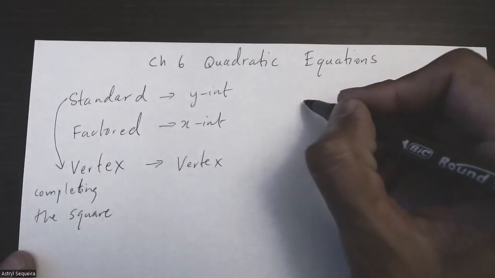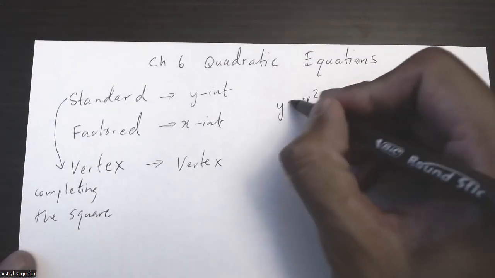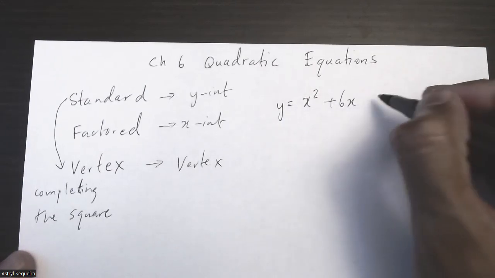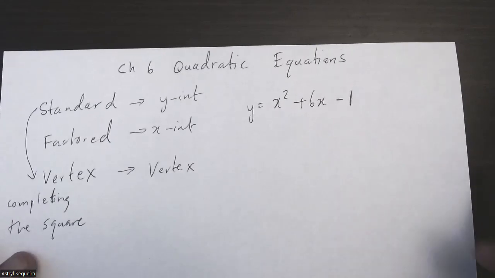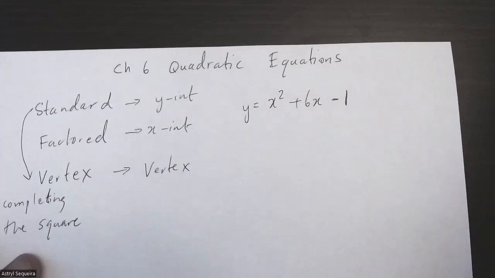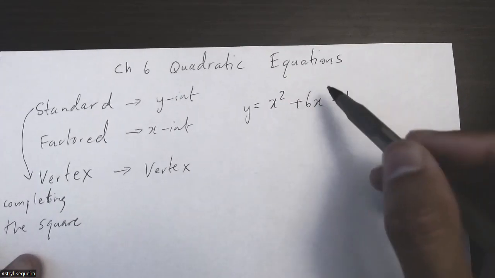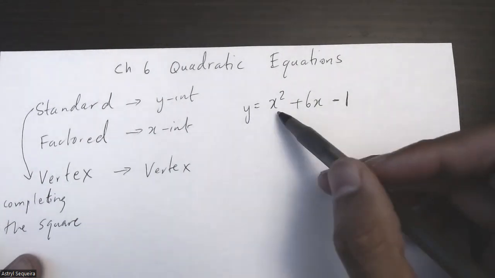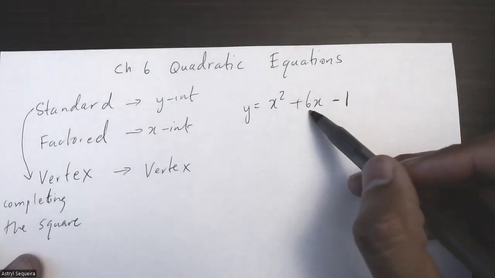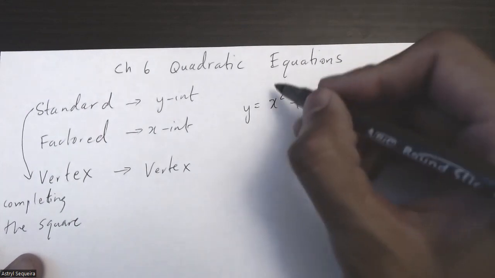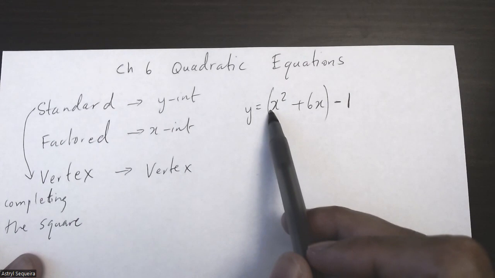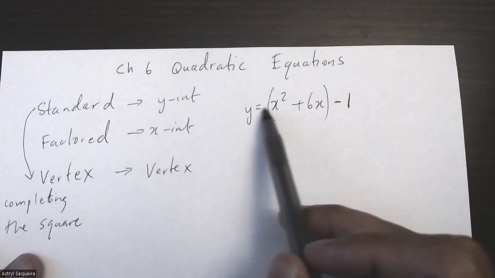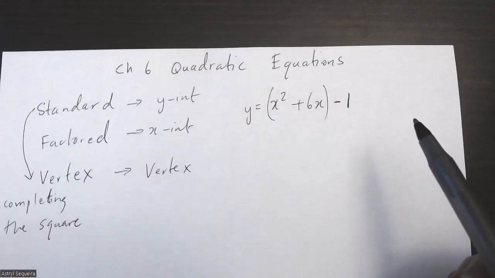So let's say I have an equation y equals x squared plus 6x minus 1, and I want to find just the vertex of this equation. I don't want to sketch this or anything. I just want to find the vertex. Well, I can start by completing the square. So for completing the square, you want to bracket the first two terms. And if there's any number here, you want to factor it out. In this case, there's no number, so there's nothing to factor out.